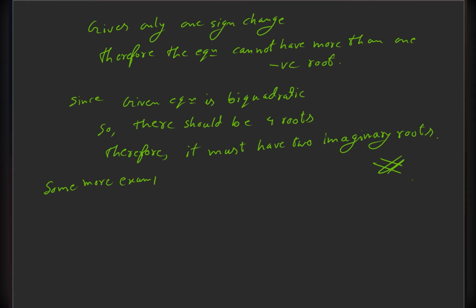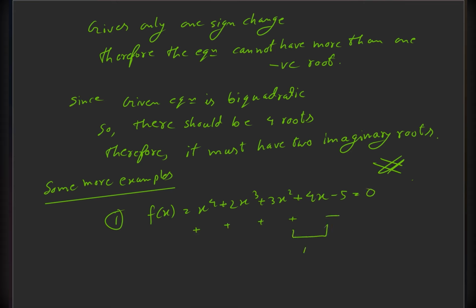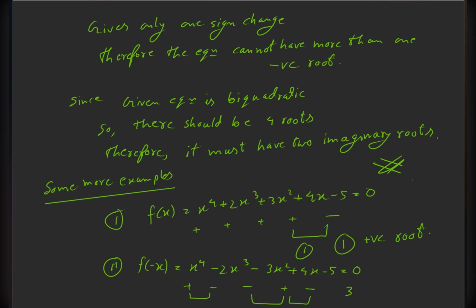Some more examples here. f(x) = x⁴ + 2x³ + 3x² + 4x − 5 = 0. So plus, plus, plus, plus, minus. So one change of sign, so one positive root. Next one is f(−x) = x⁴ − 2x³ + 3x² − 4x − 5 = 0, with signs plus, minus, plus, minus, minus. So here 3 changes of sign, so 3 negative roots.